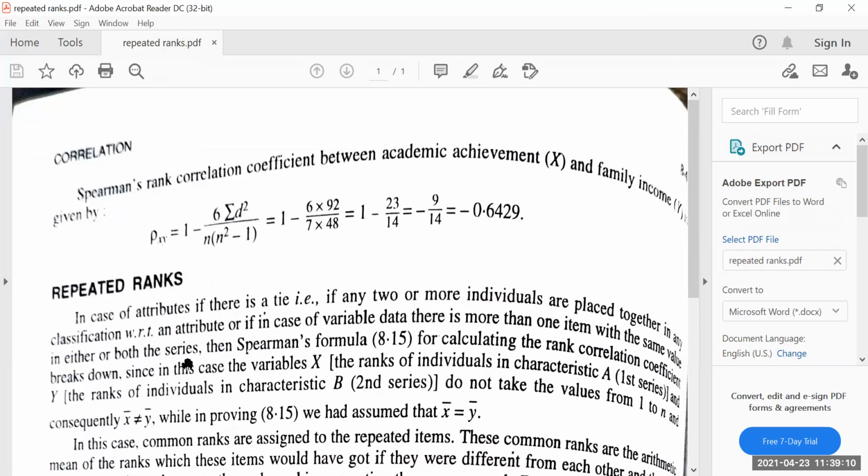So actually, we are working on the correlation between the two variables x and y. So we have the possibility that the number of items may repeat, they have one item with the same value, the same item repeats twice in either or both of the series. The possibility is that it happens in the x variable or in y as well.